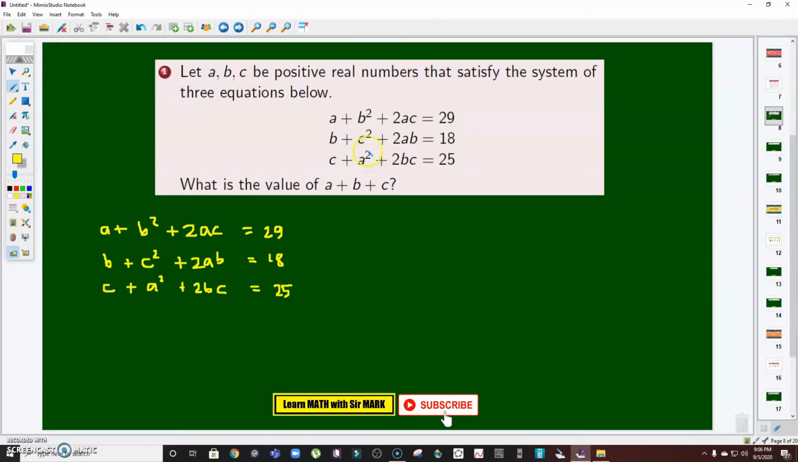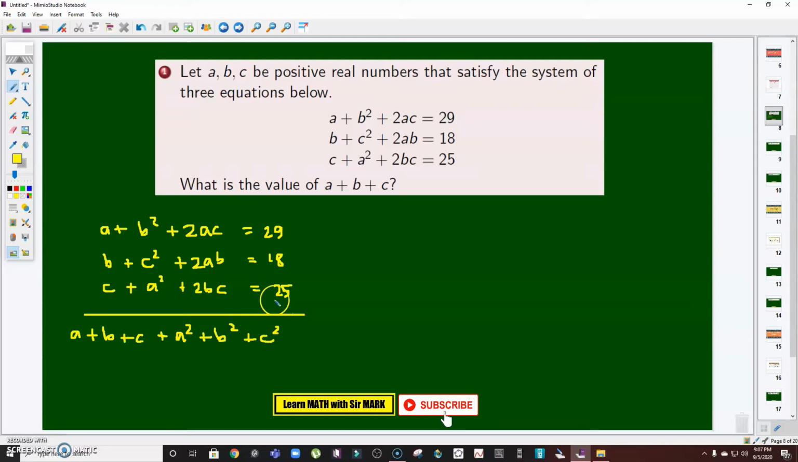All you have to do is add the 3 equations. What will happen if you add them? Let me draw a line first. If I add A, B, and C, you cannot combine any of them, so as is, A plus B plus C. Similarly, if you add B squared, C squared, and A squared, you cannot combine anything, so the sum is just A squared plus B squared plus C squared.